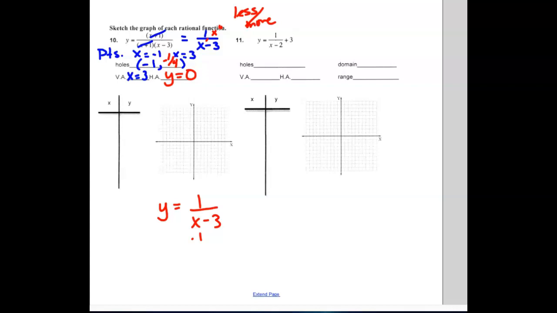All right, so let's plot that information. We have a vertical asymptote at 3. We have a horizontal asymptote right at 0. And we know that there is a hole at the point negative 1, negative 1/4. So we have one just underneath the x-axis right there.